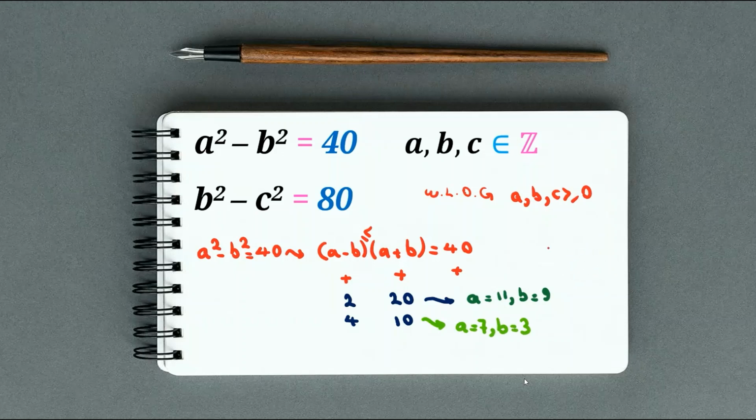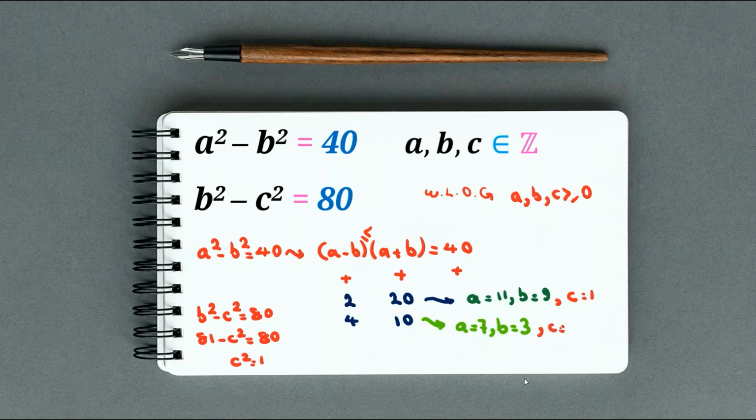So we should use the second main equation. We know b squared minus c squared is 80. b is 9, so b squared is 81. So 81 minus c squared is 80. So c squared is 1, so c will be 1. It's for the first case.